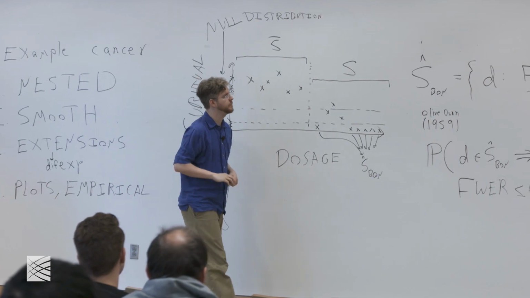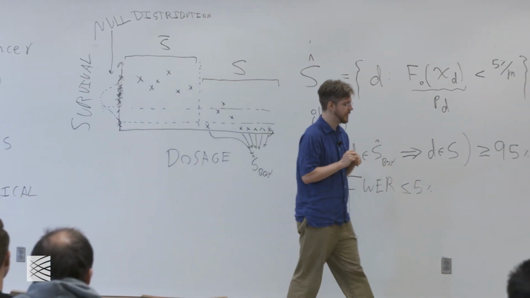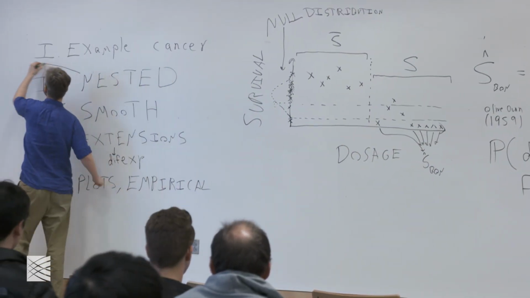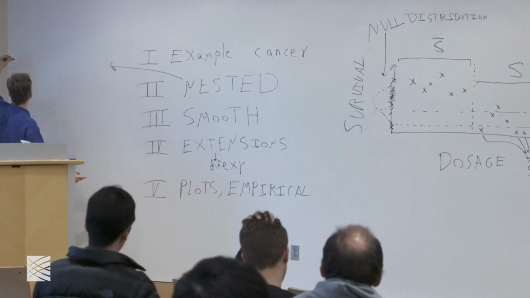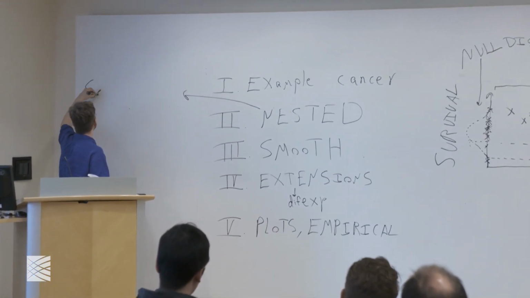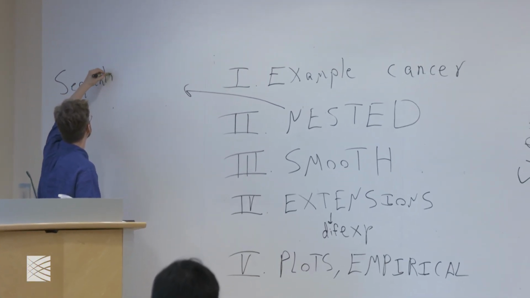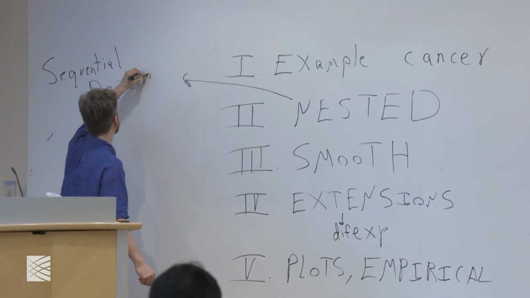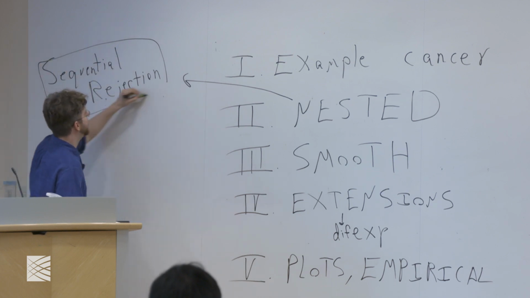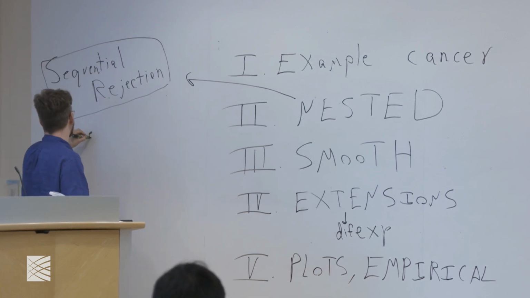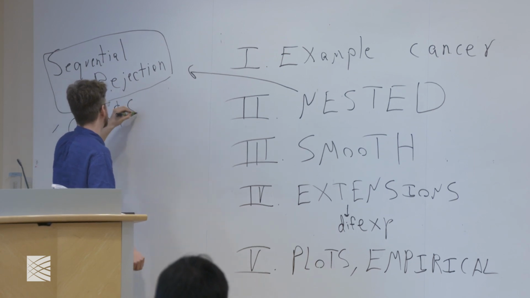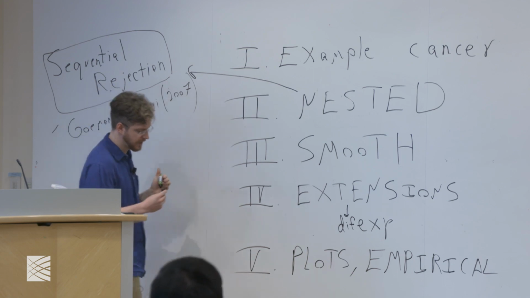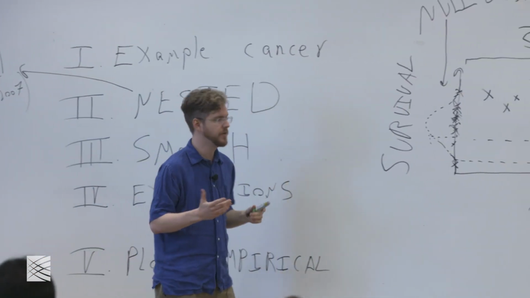Okay, so to use that, I'm going to go all the way over here. I know, sorry, videographer. The way we solve this problem is with a technique called sequential rejection. This is from Goeman and Solari, I think maybe 2007. And this is a nice, very general framework for thinking about these kinds of problems.